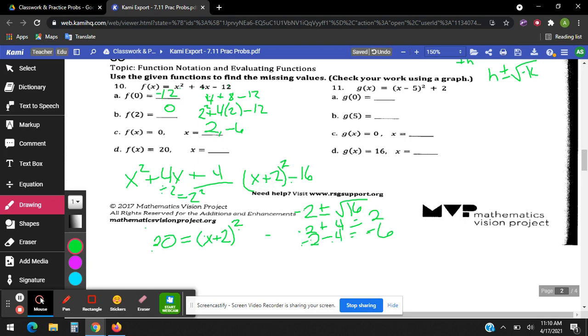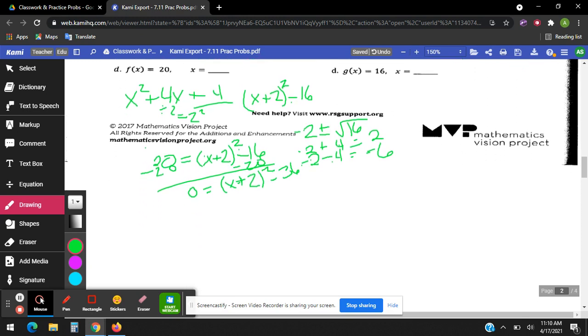All right. Now, minus 16. So now what I have to do is I have to get this to be a 0. So I'm going to do a minus 20 on both sides. So now I have 0 equals x plus 2 squared minus 36. So now we're going to do it with these numbers. So now I'm going to take my negative 2, my h is negative 2, plus or minus the square root of a negative 36, which is a positive 36.